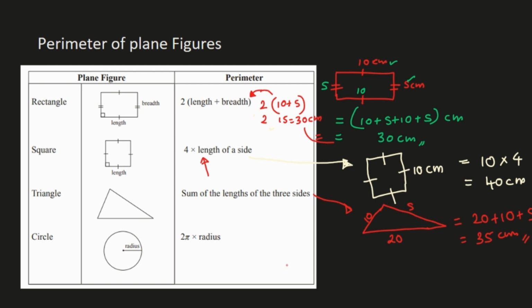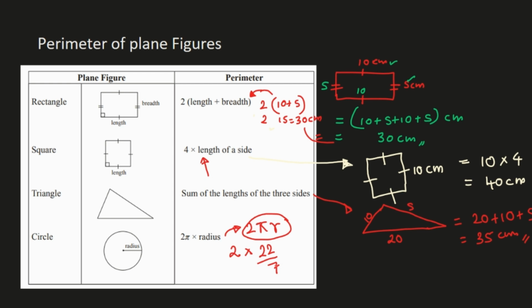What about the perimeter of a circle? The perimeter of a circle is usually calculated by an equation called 2πr. So learn this by heart, okay? 2πr. When 2 is considered, you can put it as it is. What does π mean? π means 22 upon 7, right? You should remember this: 22 upon 7 is equal to π.